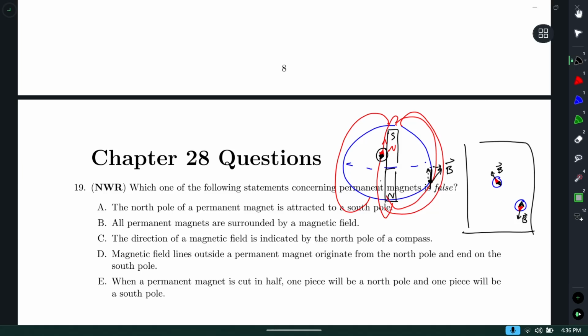I don't know if that made things worse or better. No, that definitely made things better. I keep on forgetting that the north points to the south. It acts kind of like a dipole in that way.